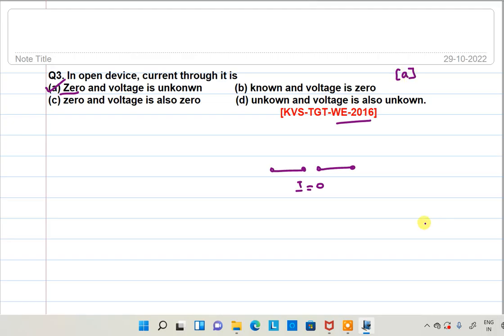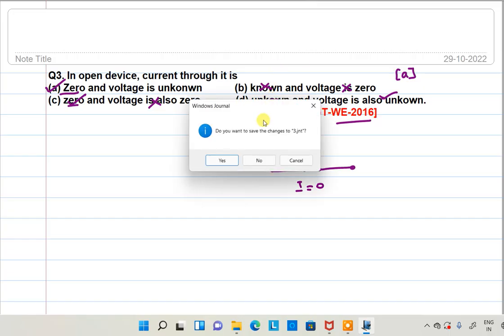Just verify the remaining options. Current through it is now? No. Voltage is 0, not. What about here? See, current through it is 0, but voltage is 0. It is a wrong statement. It is correct, but it is wrong. Coming to here, unknown, no. Voltage is also unknown. Okay, it is also correct, but this statement is wrong. Finally, what is the correct statement? Current is 0 and voltage is unknown. Next.